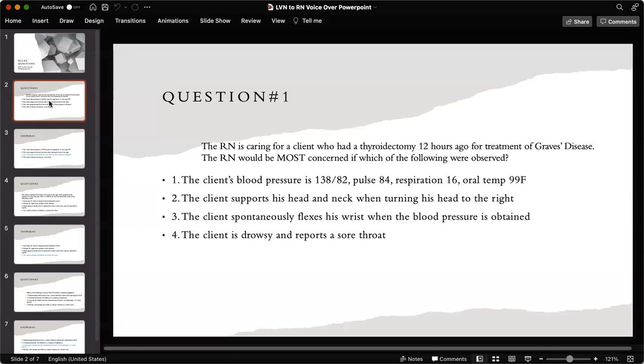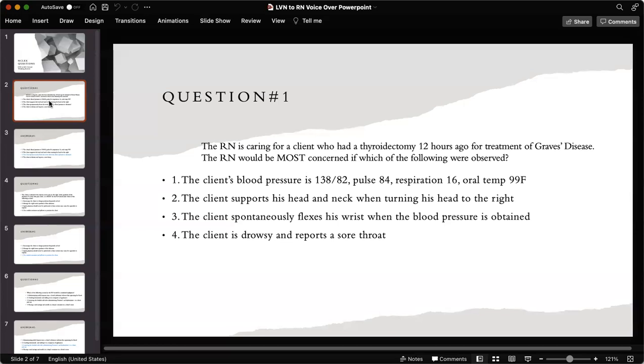So I'm going to go ahead and keep all of these and then move on to ABCs. So we know that number 1 is definitely ABCs because we have blood pressure, pulse, and respiration. So that's everything, A, B, and C. And then we have number 2, the client supports his head and neck when turning his head to the right. That is not an ABC, so I'm going to go ahead and eliminate that one. Number 3, the client spontaneously flexes his wrist when the blood pressure is obtained. They mentioned blood pressure, so that has to do with circulation. So at this point, we are left with number 1 and number 3.